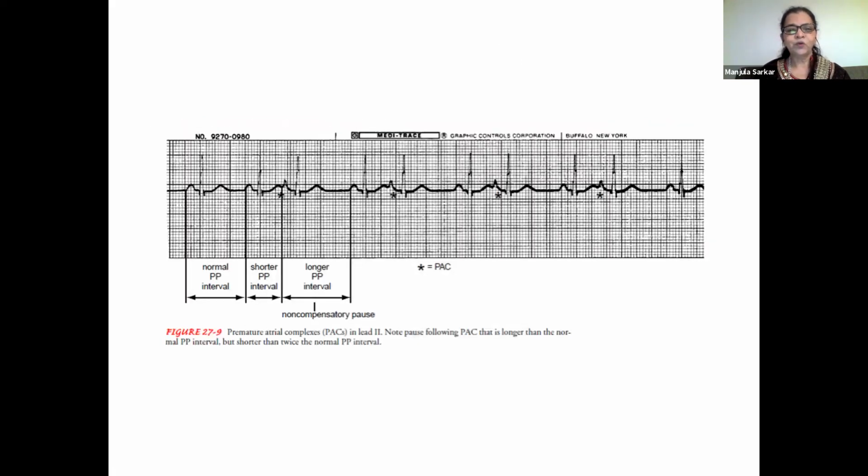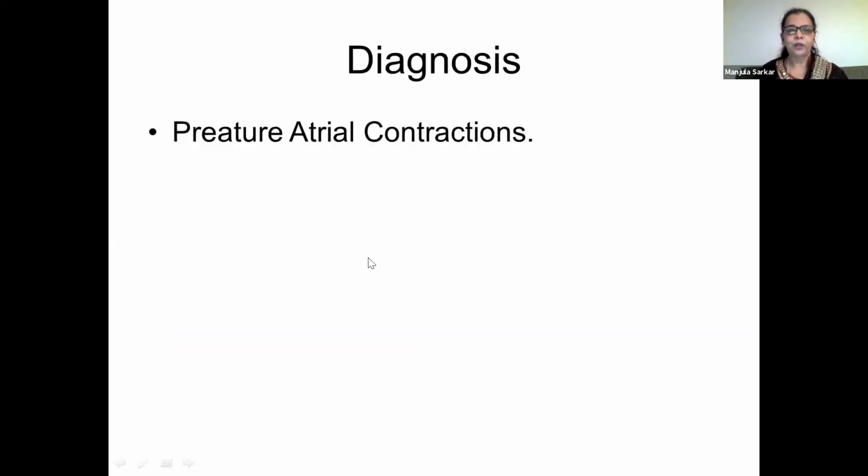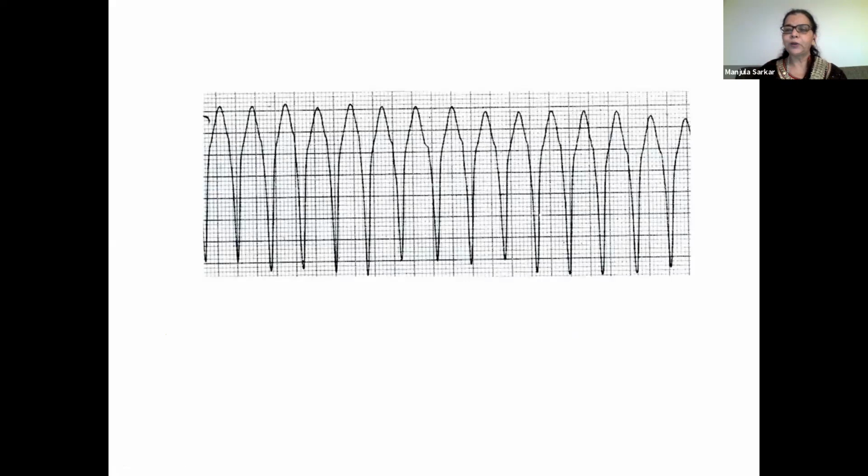Now, can you tell me what this strip is telling you? Premature atrial complexes. Can you make out the normal PP interval? This is a shorter PP interval, right? Yes, ma'am. So this is premature atrial complex. Now, what is this strip telling you? Monomorphic VT. This is ventricular tachycardia.